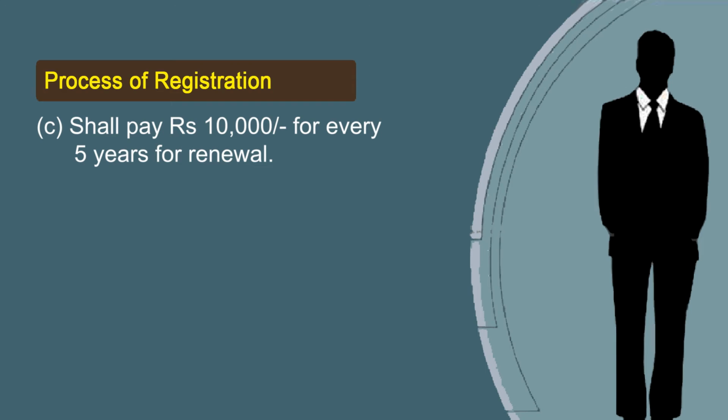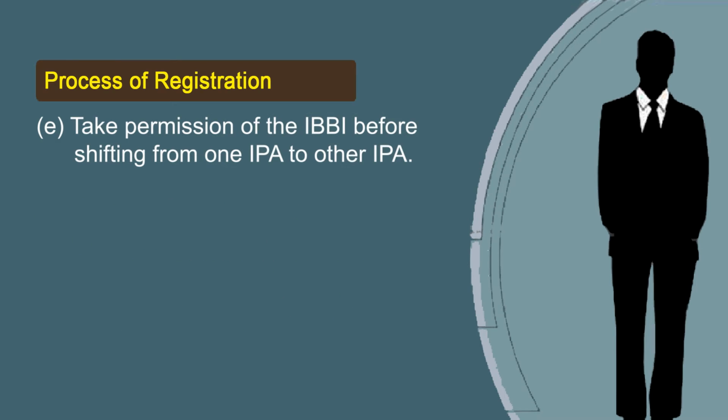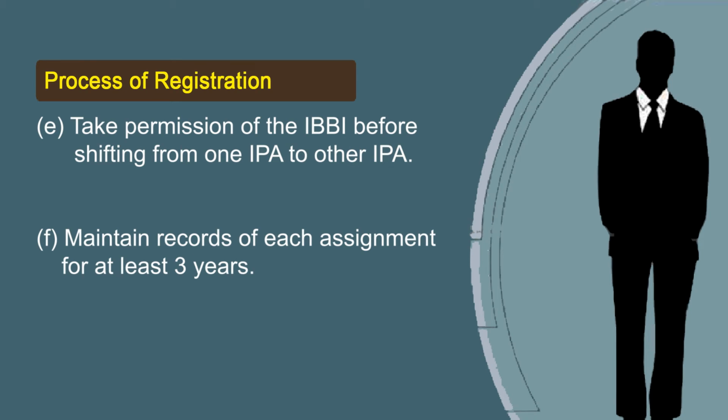Then he shall pay rupees 10,000 for every 5 years for renewal and pay to IBBI a fee calculated at 0.25% of the professional fee earned before 30th of April every year and submit a statement in Form E. If not paid on time, the applicable interest is 12% per annum. And he shall take permission of the IBBI before shifting from one IPA to another IPA. He shall maintain records of each assignment for at least 3 years.